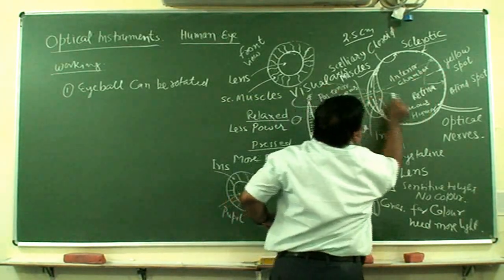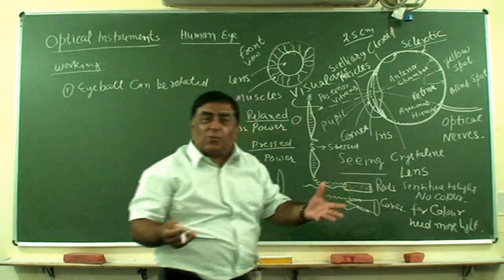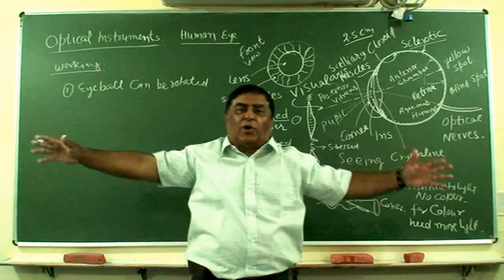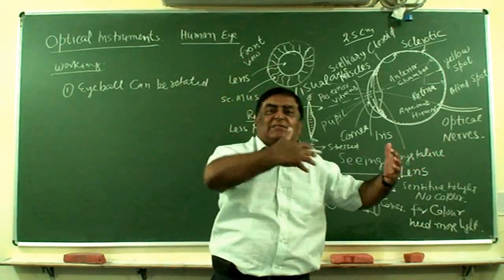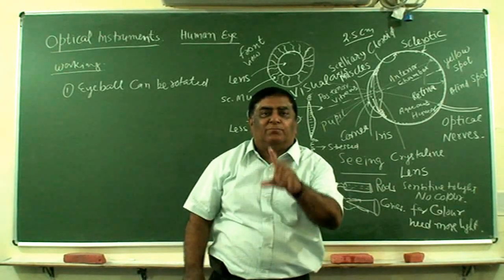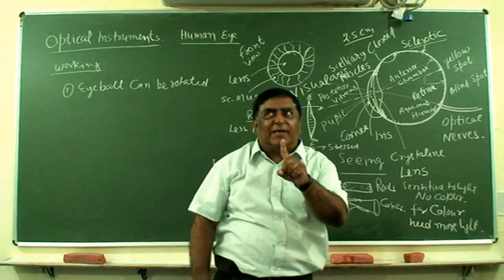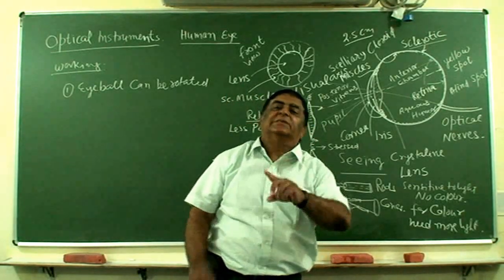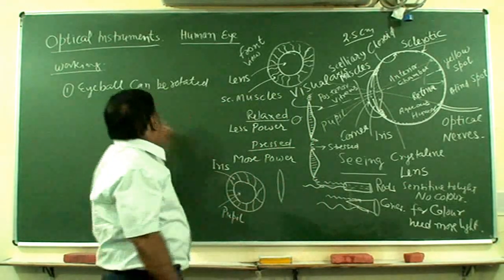The rays coming from here will form an image here. The rays coming from here will form an image here. That is why I am able to see the complete room, because all objects are making images. I am able to see them. But I am focusing most clearly on the thing in whose line my visual axis is. So this is why we roll the eyes.